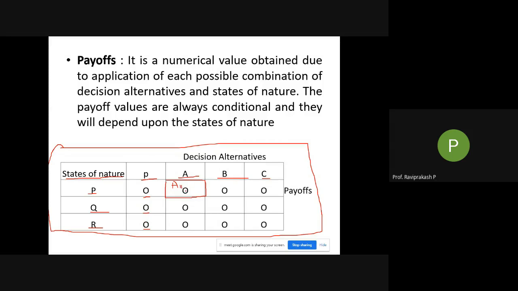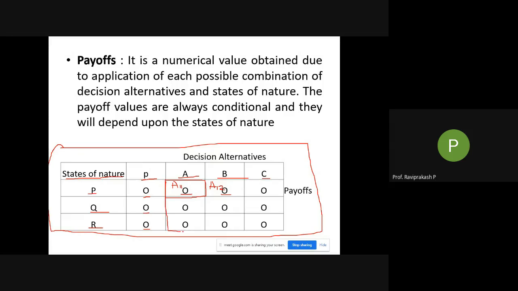Then these are the payoffs. So A11, and this one would be A12, because this is the first row and second column. Whatever value I get here in place of this O would be my payoff. This is called a payoff.